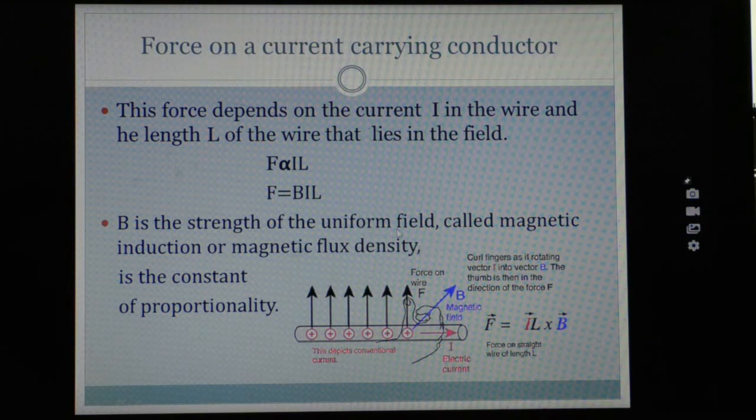What is a uniform magnetic field? There are two types of fields: uniform magnetic field and non-uniform magnetic field. In case of a non-uniform magnetic field, the magnetic lines of force are not close, they are apart. In case of a uniform magnetic field, the magnetic lines of force are close and parallel. This B in this equation is the strength of the uniform magnetic field, which is called magnetic induction or magnetic flux density. And this magnetic flux density is the constant of proportionality in this equation.